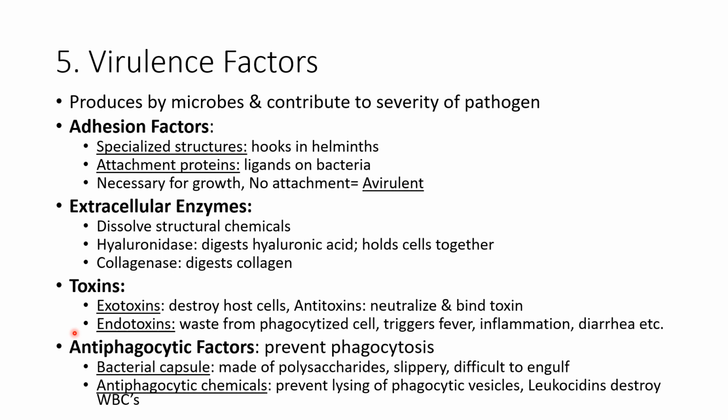Lastly, anti-phagocytic factors aim to prevent phagocytosis within cells. Bacterial capsules are made of polysaccharides, which can be slippery and difficult for phagocytes to engulf. Anti-phagocytic chemicals work to prevent the lysing of the phagocytic vesicles as well. On top of this, leukocidins also destroy white blood cells. The normal flora can produce virulence factors when microbial antagonism occurs.